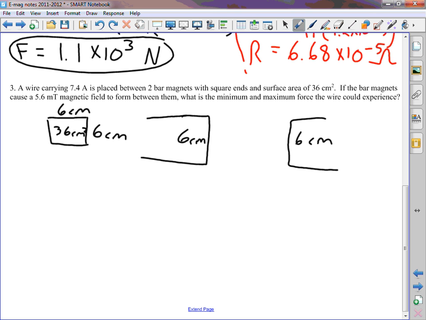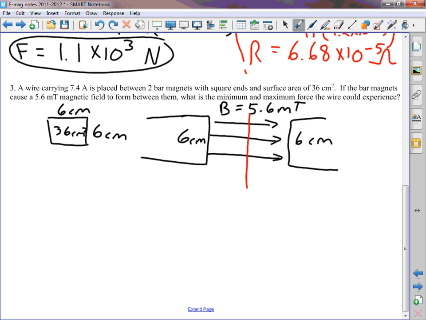6 centimeters. If the bar magnets cause a 5.6 millitesla magnetic field to form between them, so I've got one way or the other, right? Whichever way you choose to be, north or south, that doesn't exactly matter here. And that's forming a magnetic field of 5.6 millitesla. Like we had said earlier, there's going to be a wire running through it here.